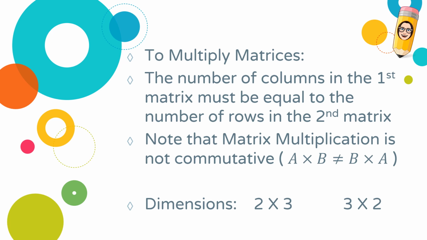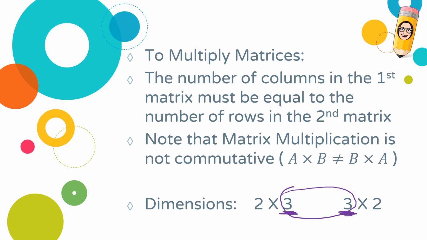Let's use these dimensions here to see if we can multiply. I have a 2 by 3 matrix and a 3 by 2 matrix. The number of columns in the first matrix is equal to the number of rows in the second matrix. So visually, I write out the dimensions and I say, yep, those match.